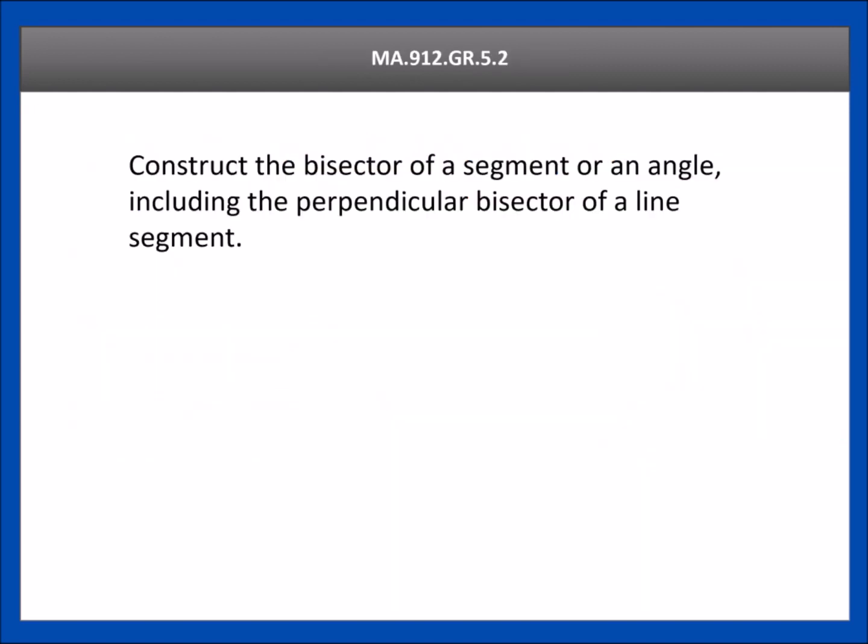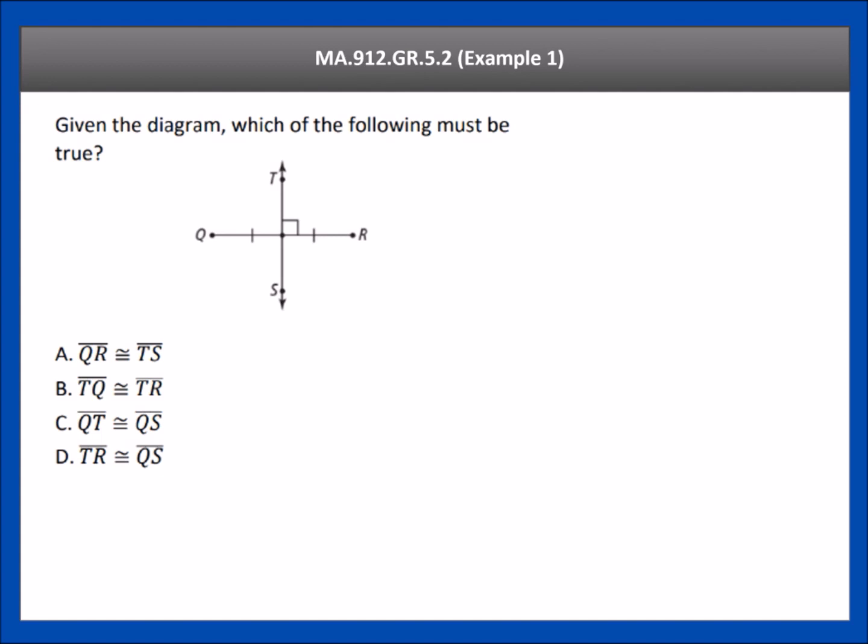All right, so the next benchmark: construct the bisector of a segment or an angle, including the perpendicular bisector of a line segment. So this is another constructions benchmark, but this time we're doing bisectors of segments or angles. Given the diagram, which of the following must be true? This is not necessarily 100% construction. This has to do with perpendicular bisectors, but it's the concept of it, right? So we know that this right here is a perpendicular bisector because it's perpendicular to the line segment QR. It's at a right angle, and it cuts QR in half. So that's a bisector. That's what a bisector does.